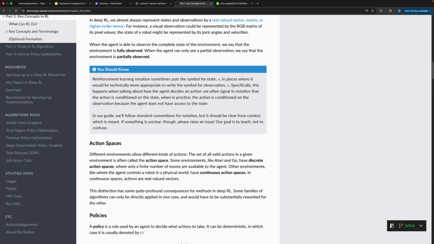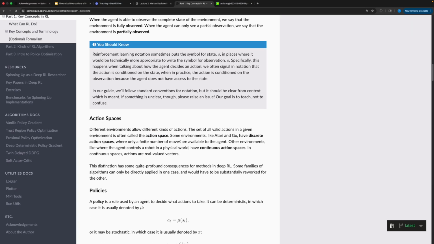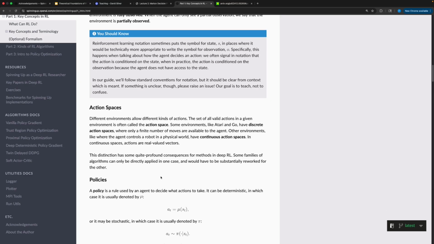Now, as we defined, each agent can take various actions, and the complete set of all possible actions is the action space. The actions may be discrete or continuous, so it depends on the agent and environment.